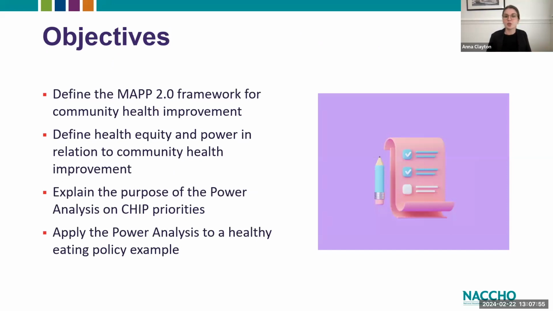These are our objectives for this session. So I'll provide a little introduction to MAPP 2.0, talk about how we address health equity through MAPP and how power is integrated into that, explain the purpose of this specific activity, the power analysis on CHIP priorities, and apply the power analysis to a healthy eating policy example.